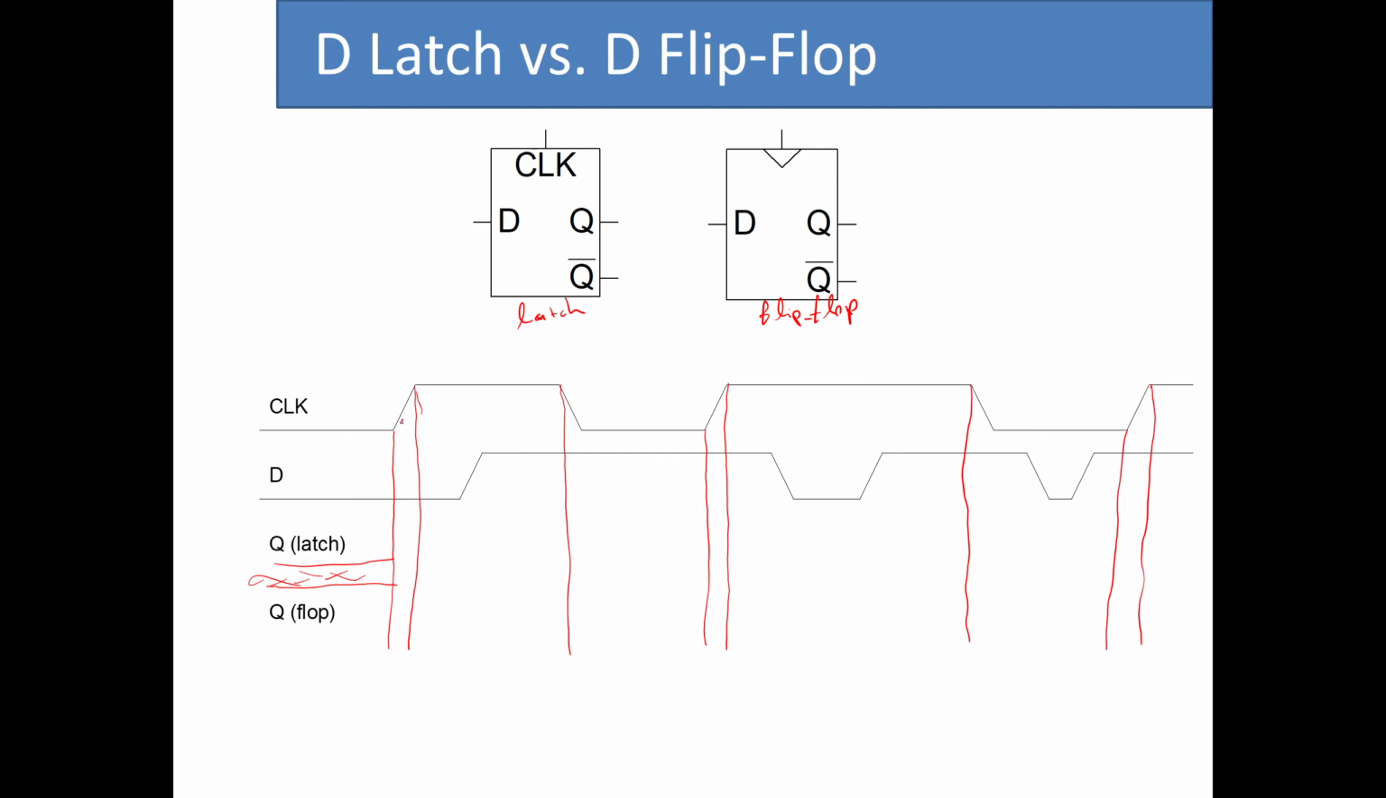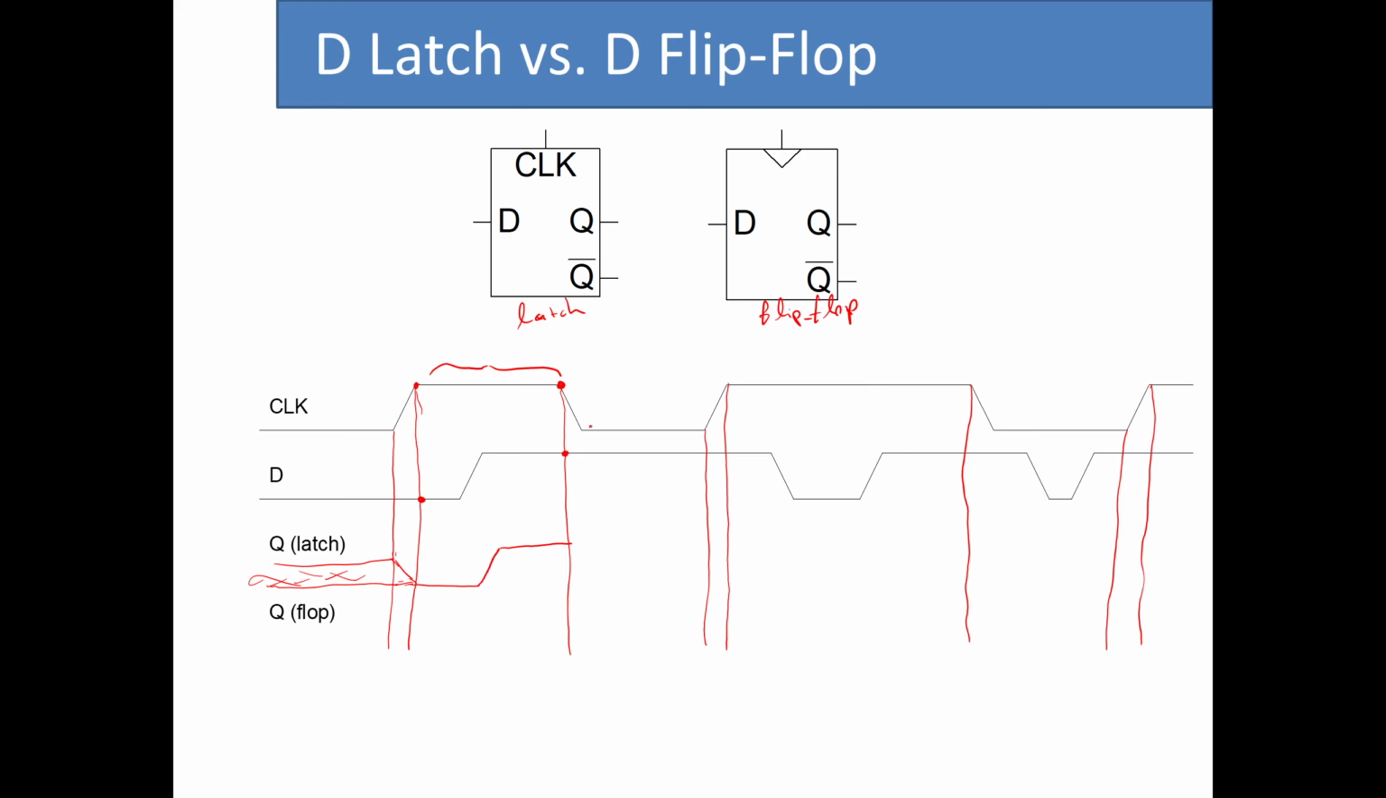When we go from 0 to 1, as long as clock is 1, whatever the value for D, we see it in the output. So during this time, between this time and this time, the output Q is going to be exactly the value of D. So what I do is draw it like this. I simply copy this part here. So during this time, the output of the Q latch is going to be exactly the same as the value for D.